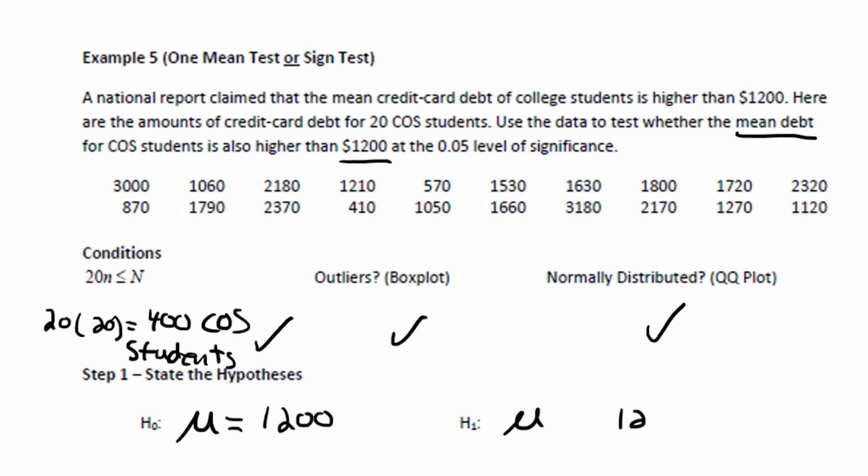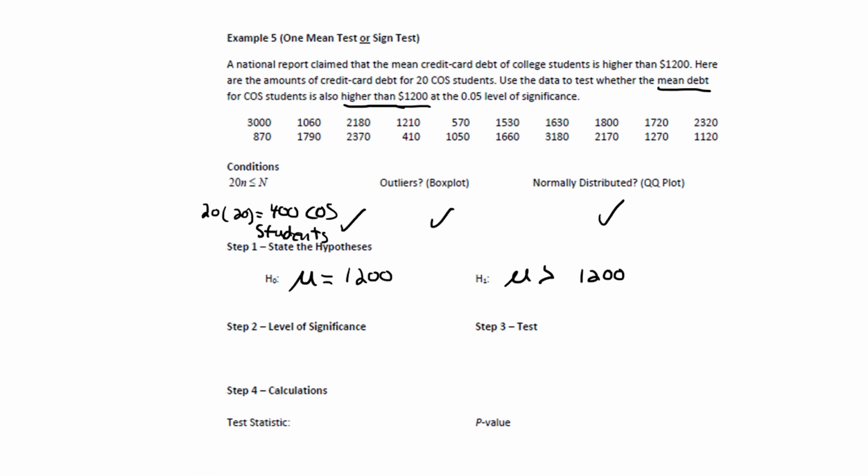For the alternative, we'll also compare mu to 1200. What sign will we use? We're going to use the greater than sign because we're saying that it's higher than $1,200. The level of significance is given in the problem as alpha equals 0.05, and the test is the one mean test.